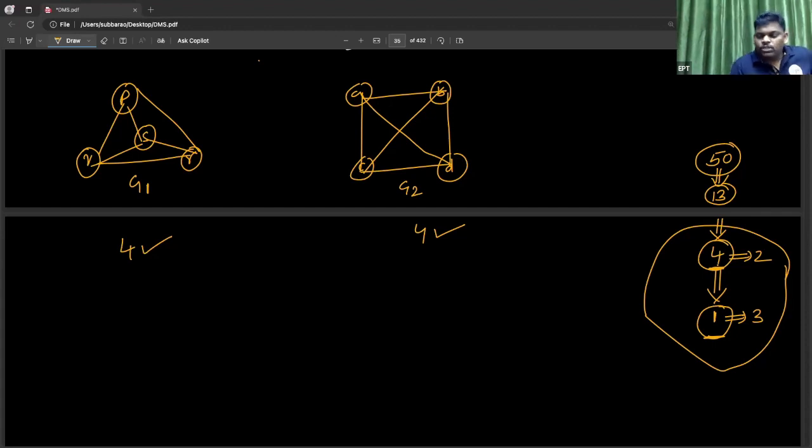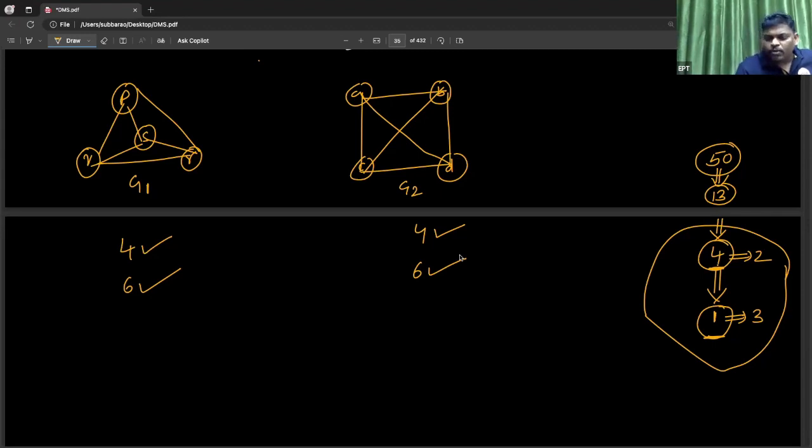Yeah, fine. So G1, G2. G1 contains 4 vertices, G2 also 4. G1 contains how many edges? Inside 3, outside 3. It is 6 edges. Here it is also 6 edges. Now one more beauty. G1 contains 4 vertices, G2 contains 4. Vertices are the same, edges also the same.